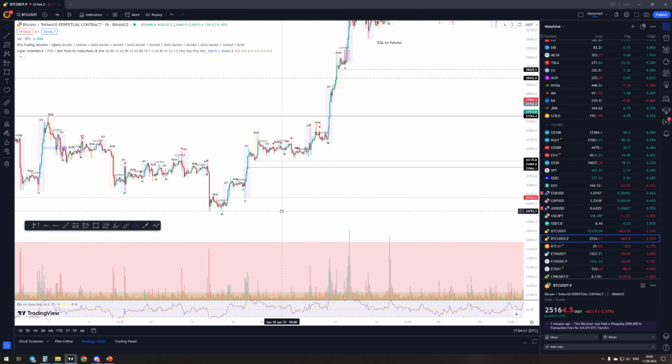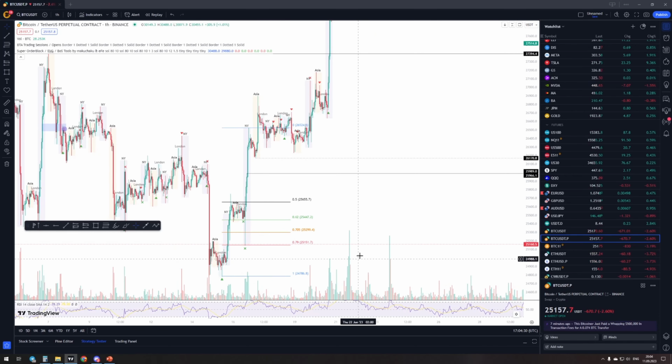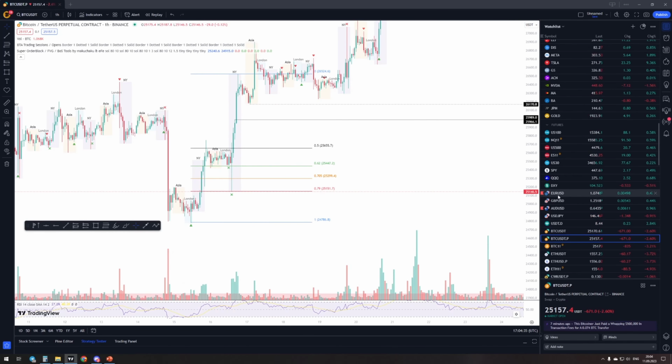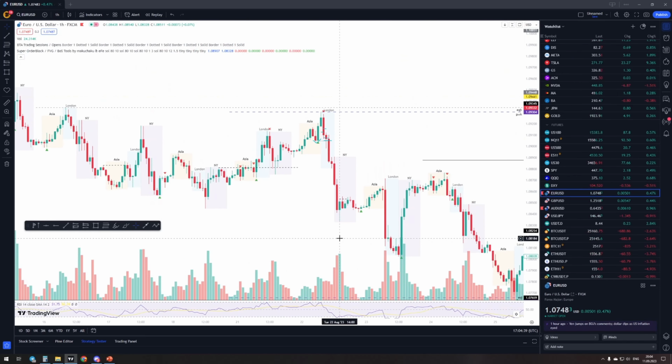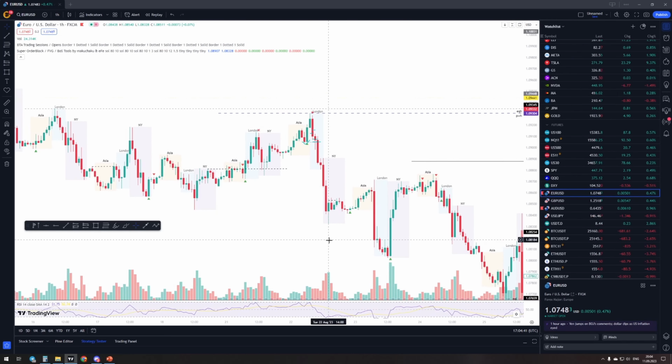For example, here I had a breaker market structure, what we could have done from lower low to lower high. As you can see, it played out perfectly here. You can also combine it with trading sessions, which is an extremely powerful tool.